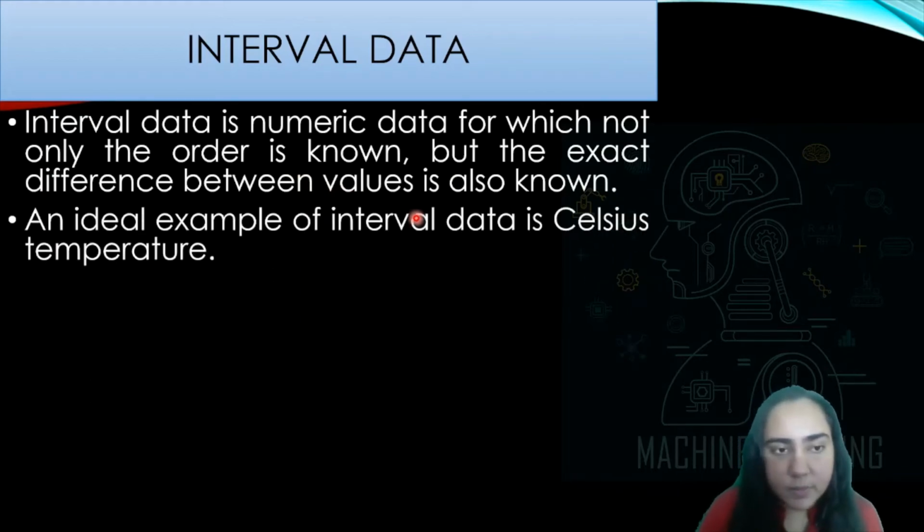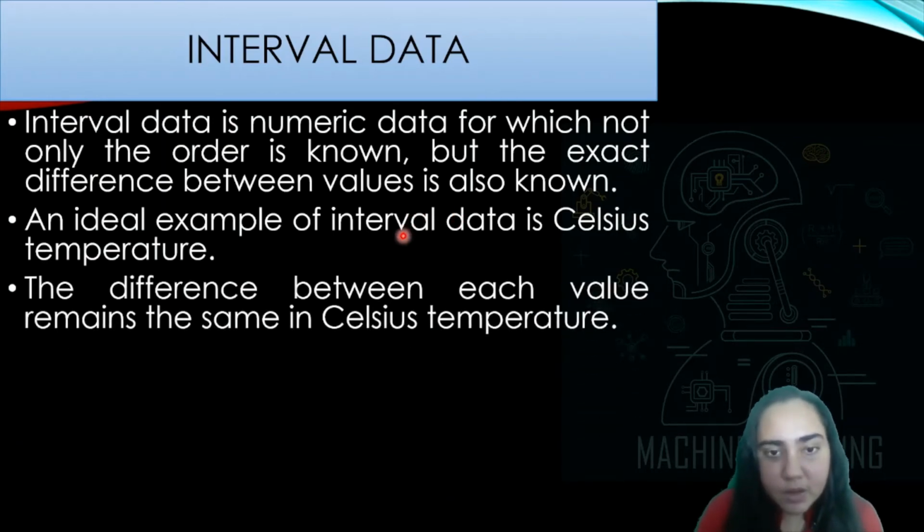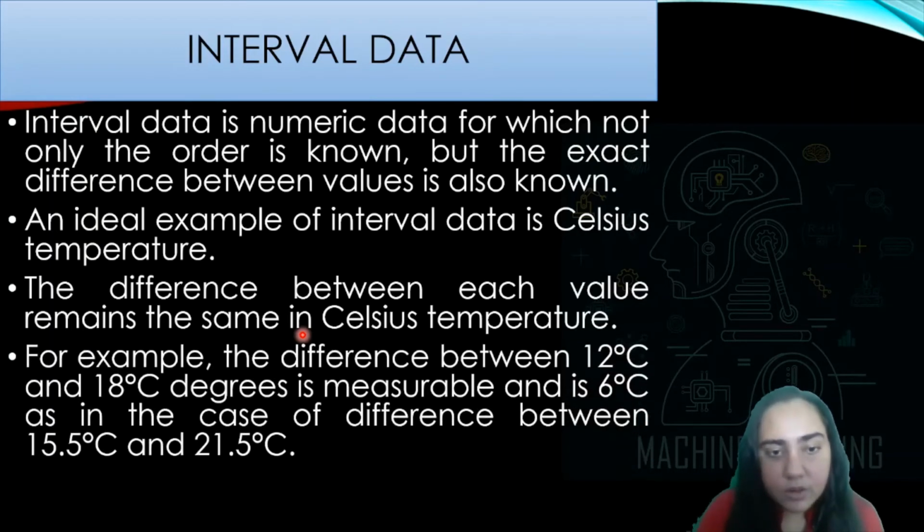That is interval data. So an ideal example of this would be the Celsius temperature measure, where you can find out the difference between two Celsius temperatures. You can also find out if two Celsius temperatures are same or not. For example, if you have 12 degrees Celsius and 18 degrees Celsius, you can measure the difference between them to be 6 degrees Celsius. Also, if you have 15.5 degrees Celsius and 21.5 degrees Celsius, you can measure the difference between them as well and say that it is the same as the difference between 12 and 18.